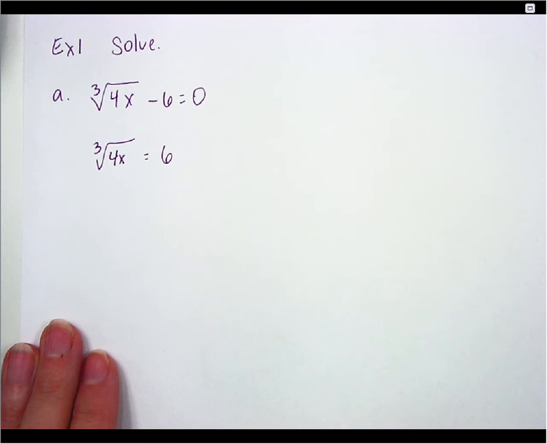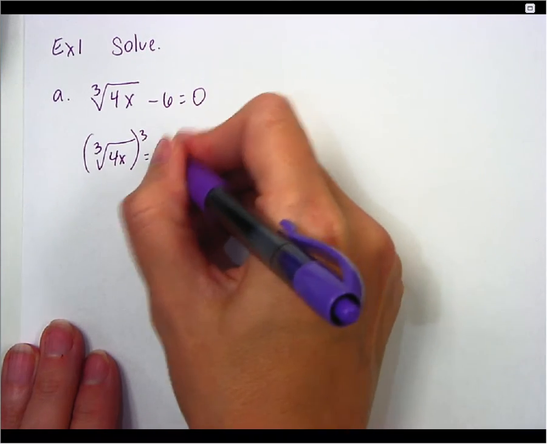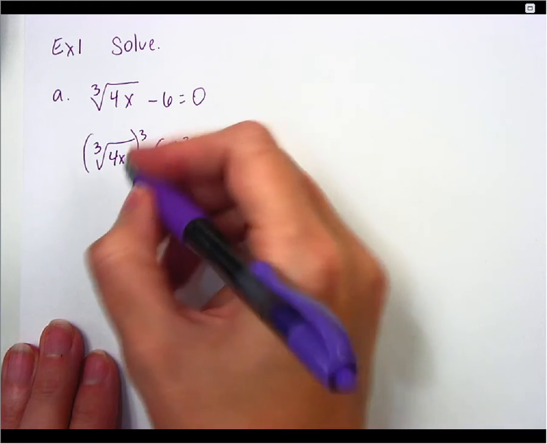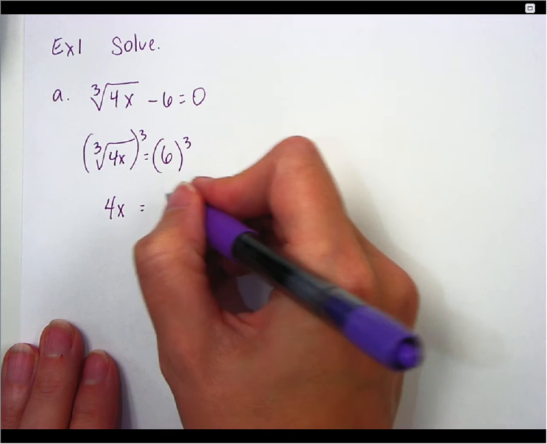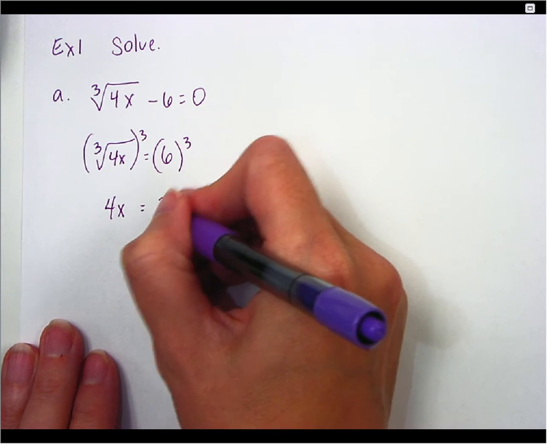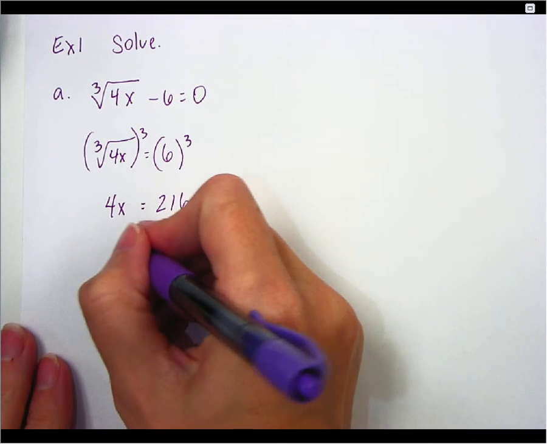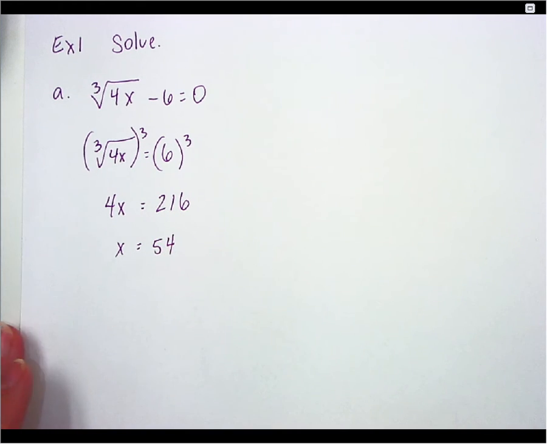And then if we want to get rid of a cube root, you're going to cube both sides. A cube gets rid of a cube root, and it just cancels out, and we're left with 4x. And then on the right, we need to cube 6, and we're going to get 216. All right, and then finally, to solve that for x, we just divide by 4, and we get that x is 54.